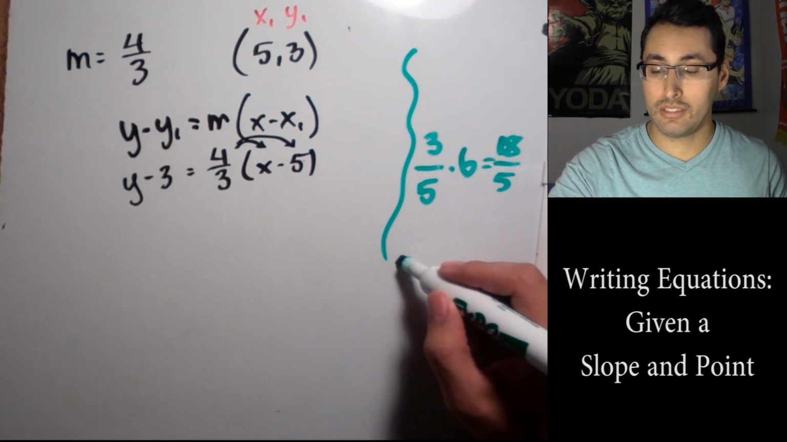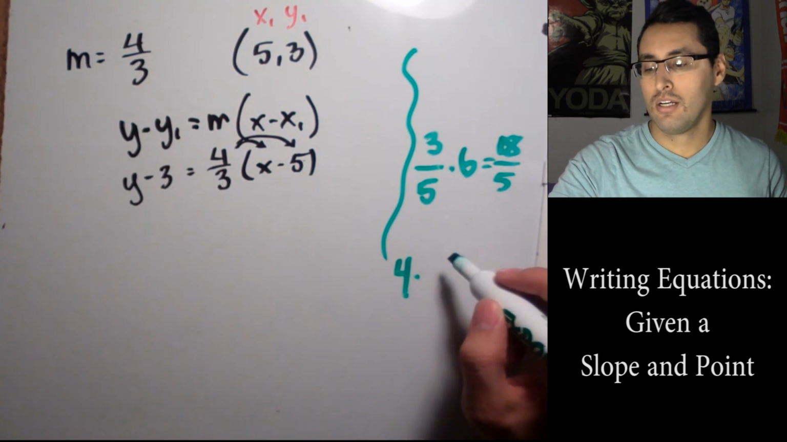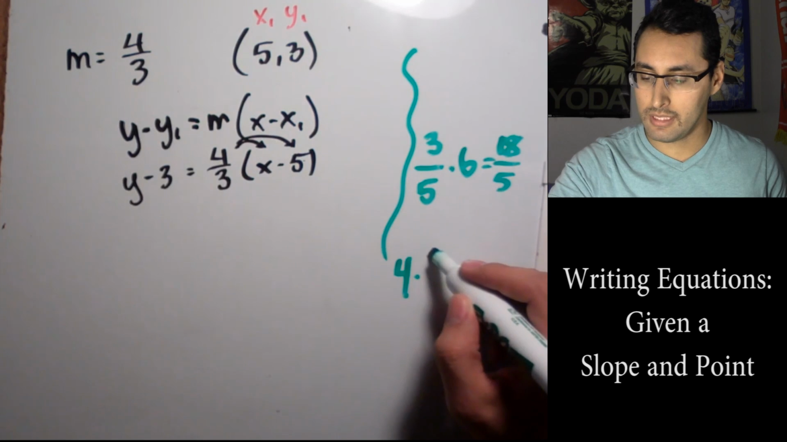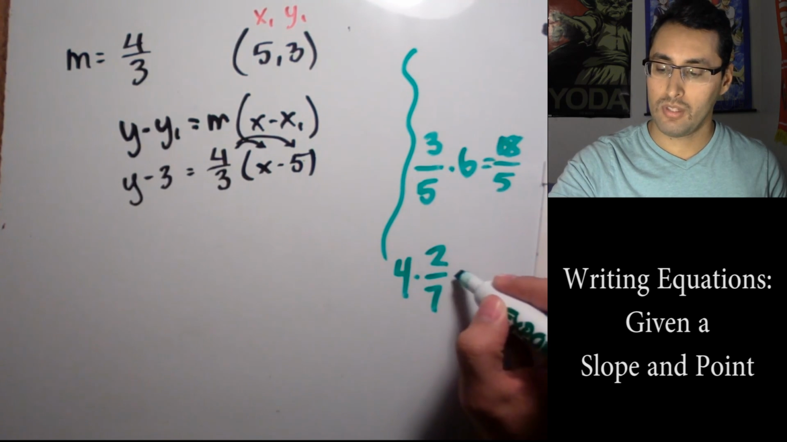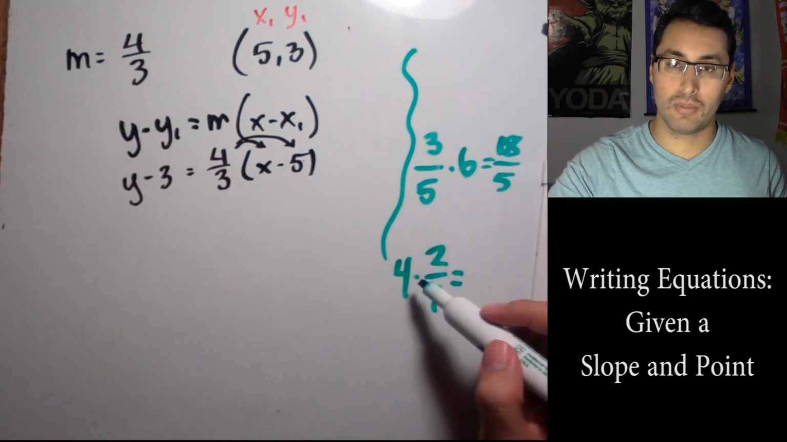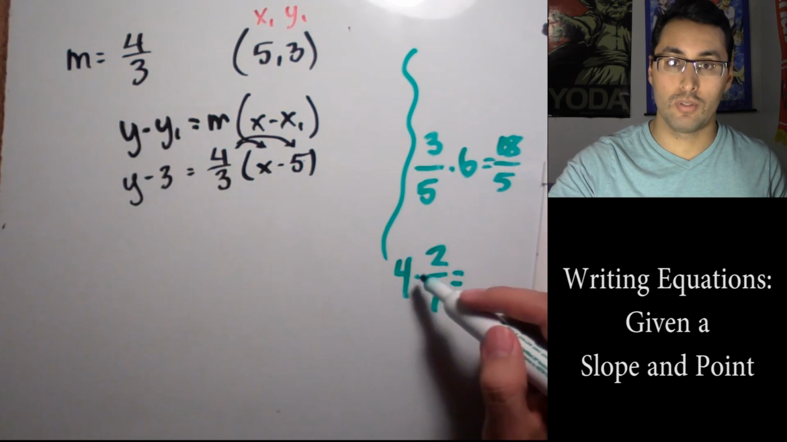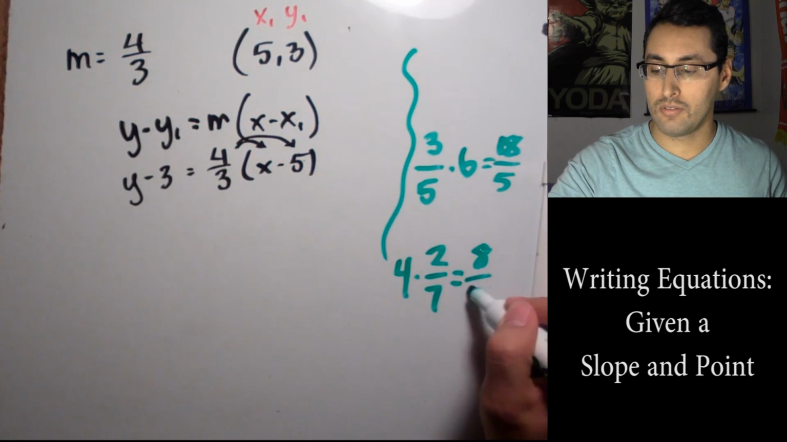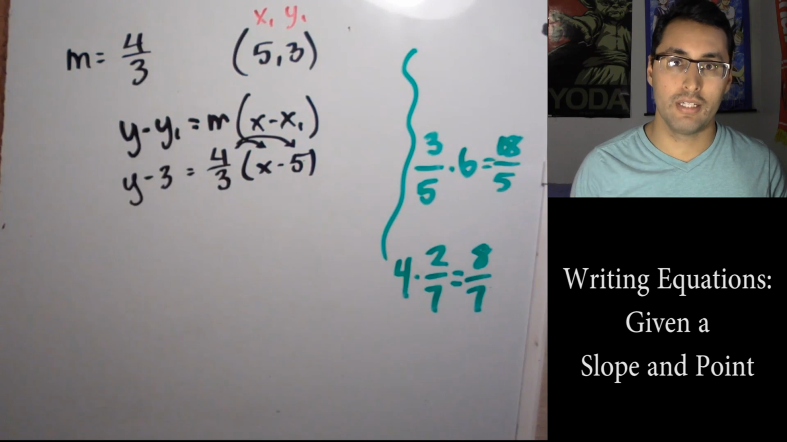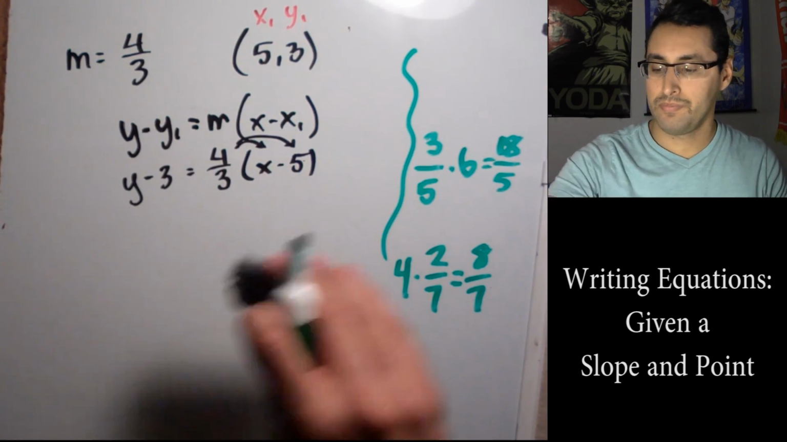I'll give you another one. What if I switched it? Let's say I have 4 times a fraction, we'll say 2/7. Same thing, you just multiply that number times the numerator. So 4 times 2, which is 8, and put that over 7. So that's how you multiply a number times a fraction.